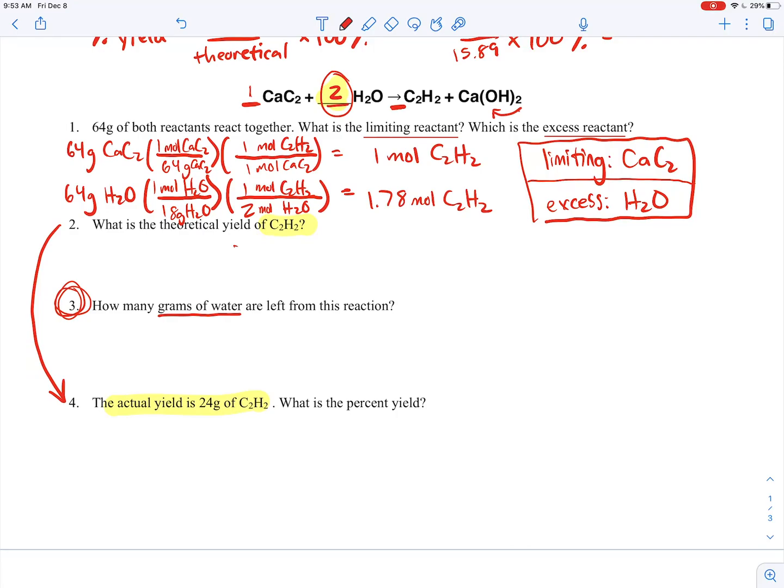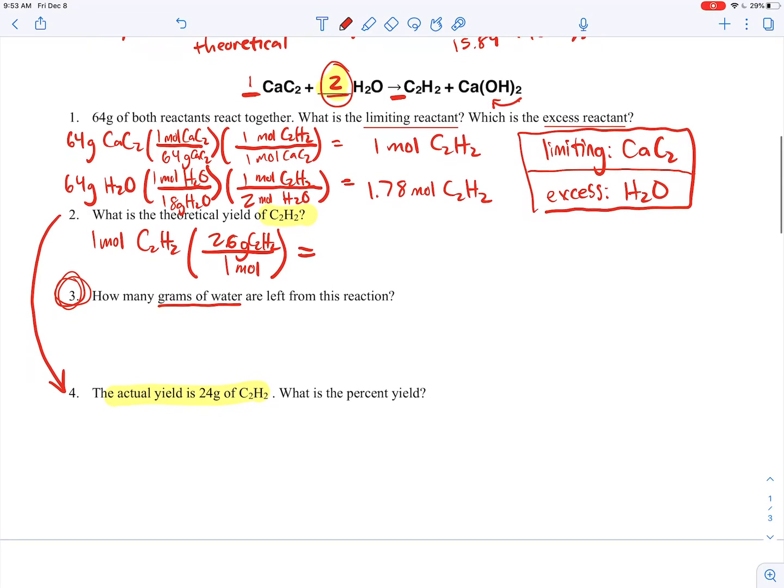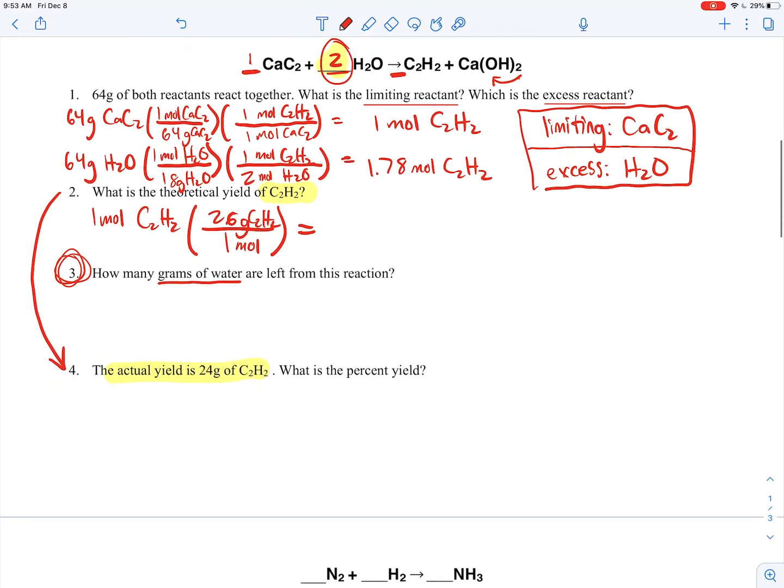Okay, so again, if we wanted to find the theoretical yield, we would simply take the lower amount of moles of product and do a final conversion by multiplying by the molar mass here. You can calculate that yourself. It's pretty straightforward. The last kind of problem you'll see is this number 3 here, is how many grams of water are left over from this reaction.